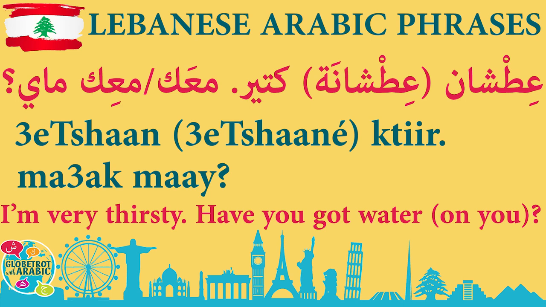Now in Arabic we also say عندك. You have, masculine. عندك. And the feminine is عندك. You have. But here there is a subtle difference in the meaning. When I say عندك or عندك, it simply means you have. But when I say معك or معك, it means you have on you. It means it's something that is with you in this moment. So this is the subtle difference between معك or عندك and معك or عندك.